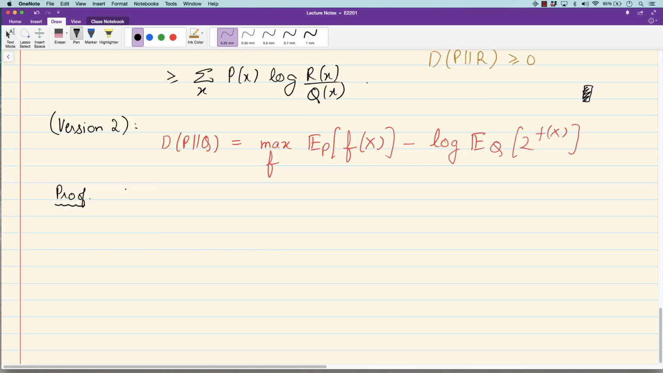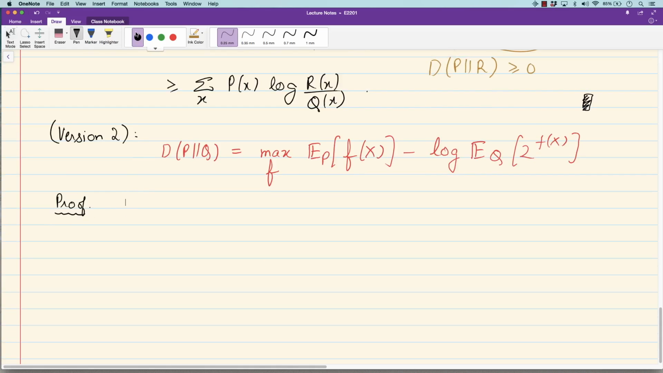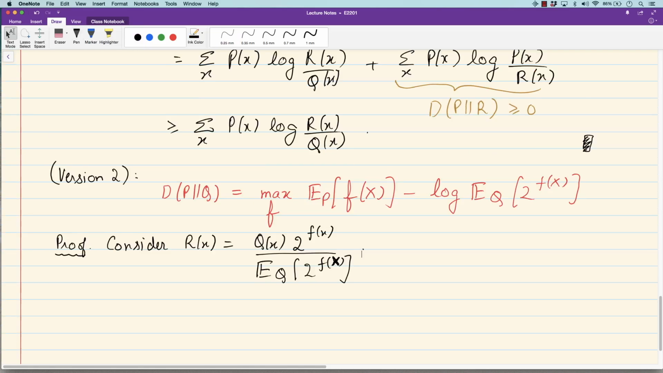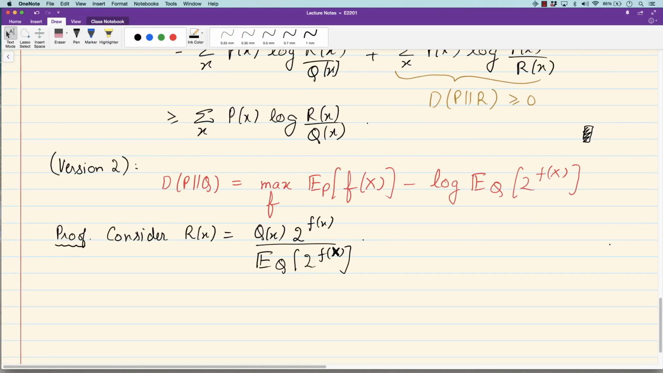Right, so we consider this, Rx equals Qx 2 to the power fx by expected value over Q of 2 to the power fx. If you sum this over x, you will see that the sum comes out to 1 because the numerator also becomes the expected value under Q. So basically we'll repeat the previous proof but with the specific choice of Rx, and this can be applied for different f. And note that for f equal to 0, you do get Q. Okay.